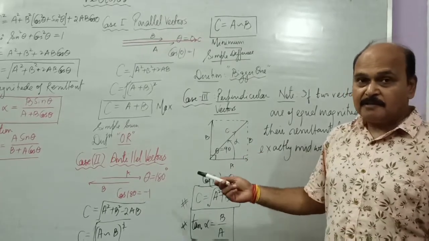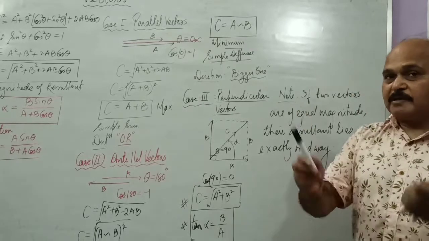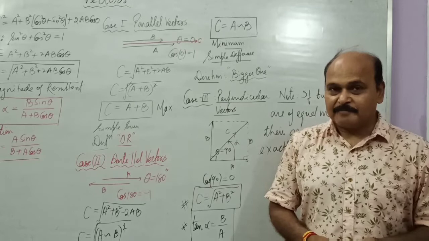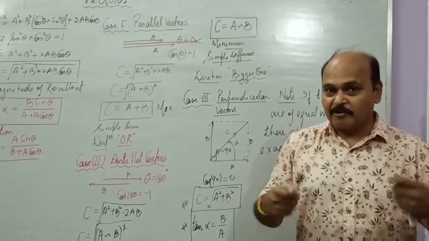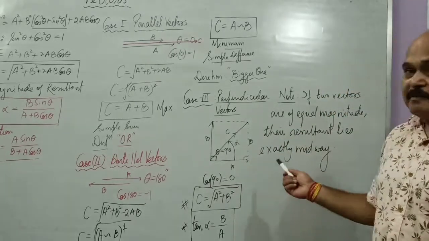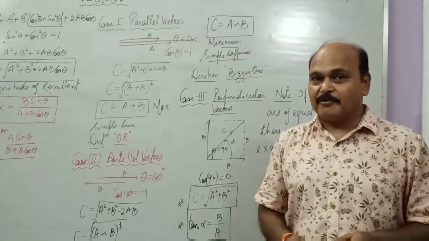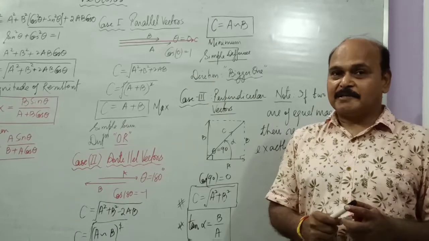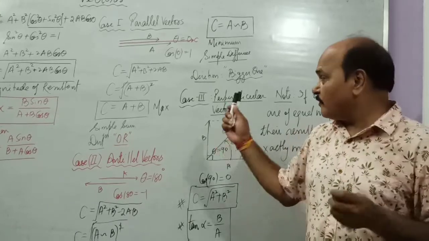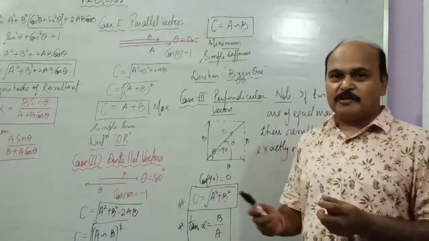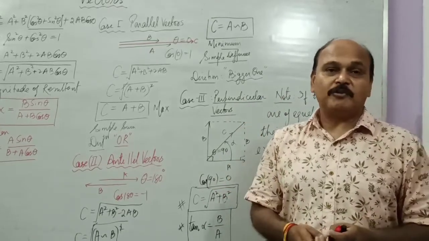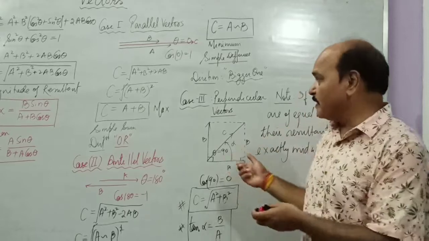And finally, this note: if two vectors are of equal magnitude, then their resultant lies exactly midway. And the logic behind this is what? If two adjacent sides of a parallelogram are of equal length, then the diagonal of the parallelogram is also their angle bisector. See, the result of all these three cases along with this note should be in our mind all the time. It has to be over your lips and tips, and you have to apply this result directly.